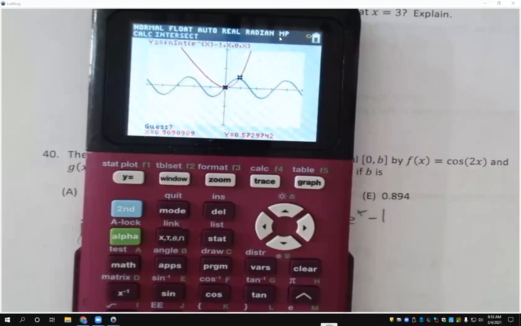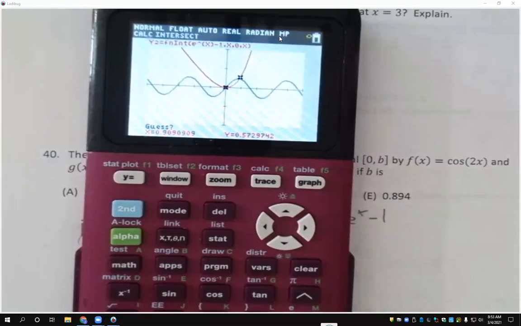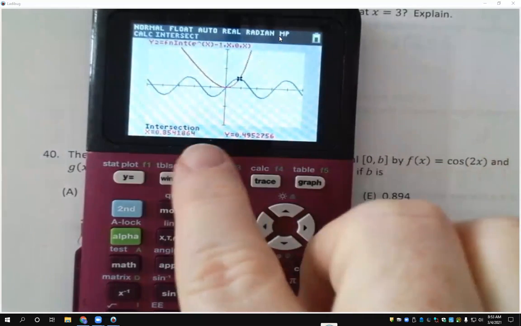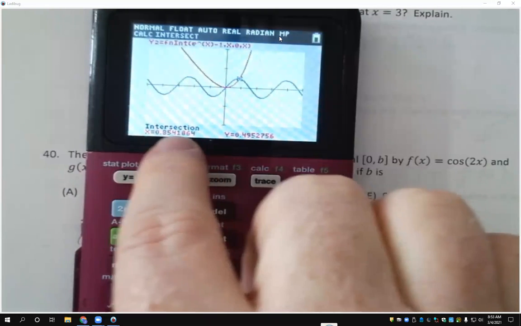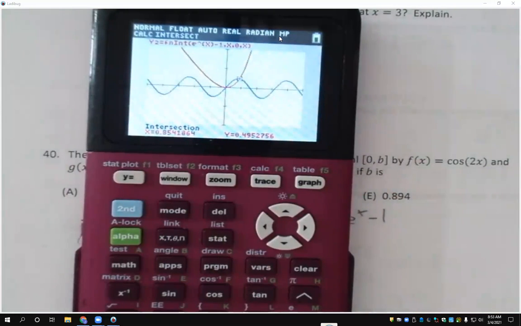And it's still thinking. It takes a while sometimes because these calculators are so slow. And then now you get the 0.854 right there. But the key there is understanding that they have the same average value when their graphs are equal. Okay.